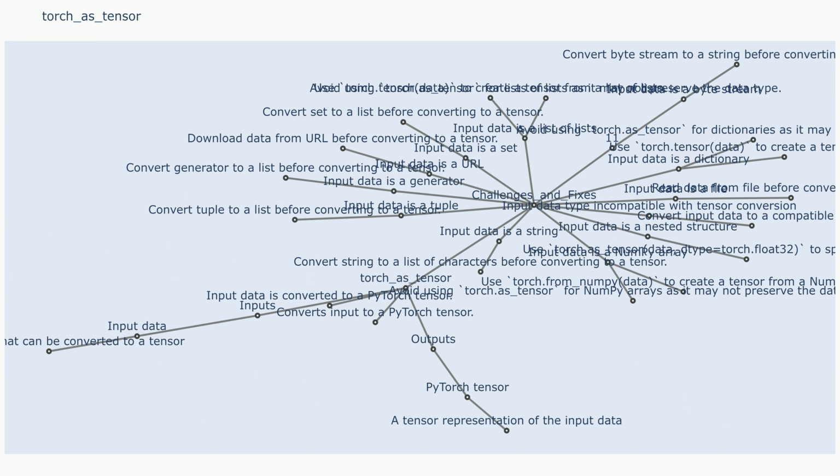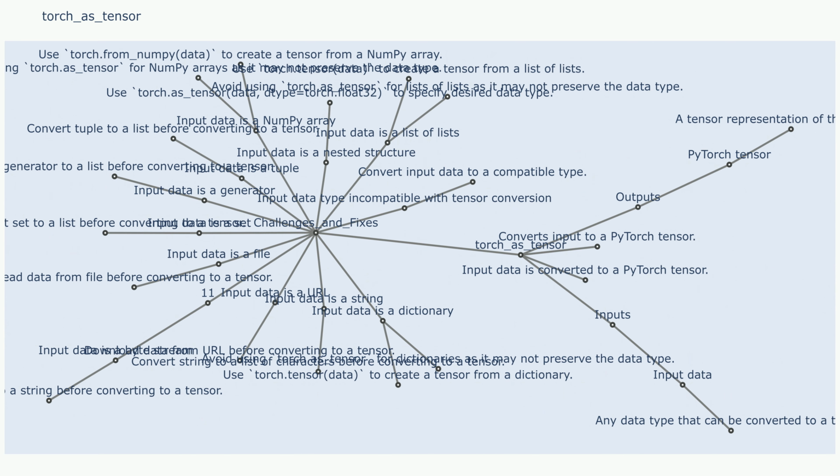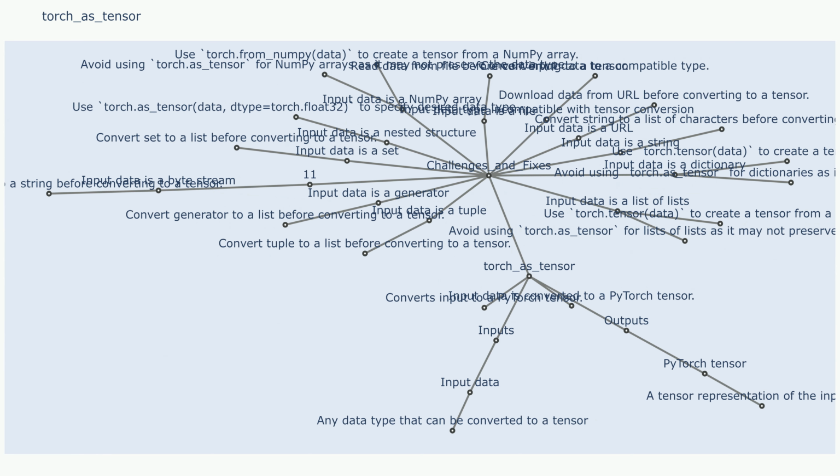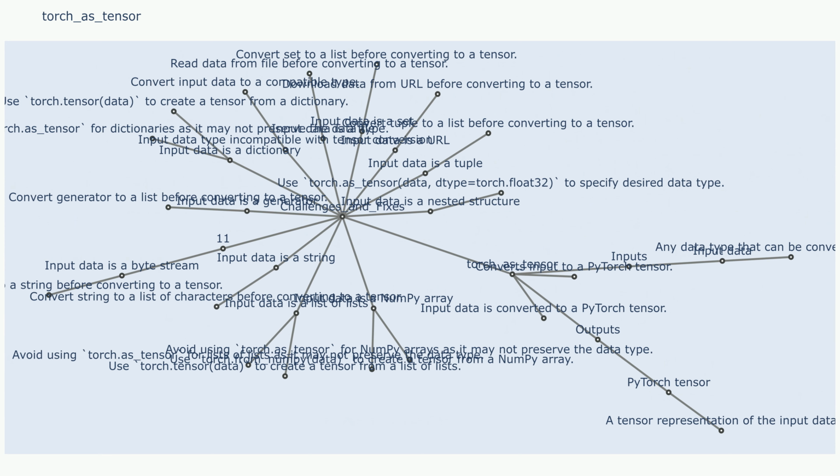Steps. The function checks if the input is already a PyTorch tensor. If it is a tensor, it returns the same tensor object. If it's not a tensor, the function creates a new tensor object using the input data, potentially adjusting its data type and device. Challenges and fixes.